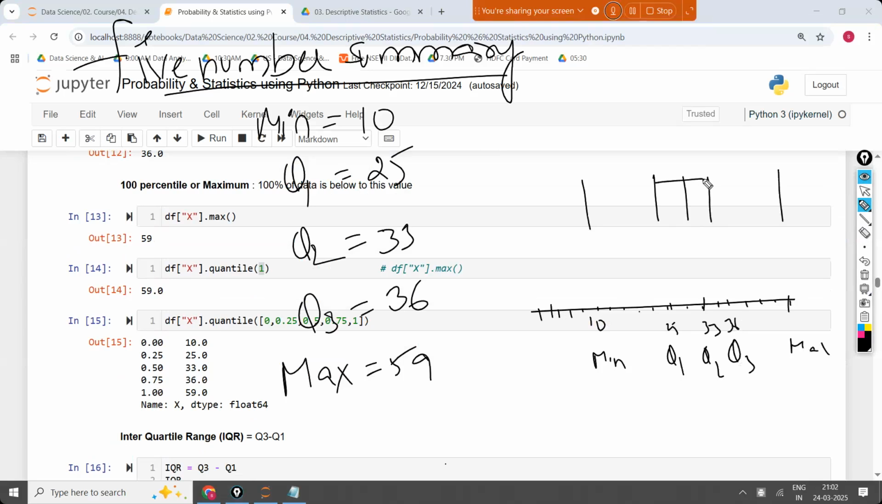Now, the center 3 values, you combine and draw as a box. The remaining 2, you extend like this, and this is called a box whisker plot. What does this box whisker plot mean? The center represents the box. This side extension, the line I have drawn like this, is called a whisker.